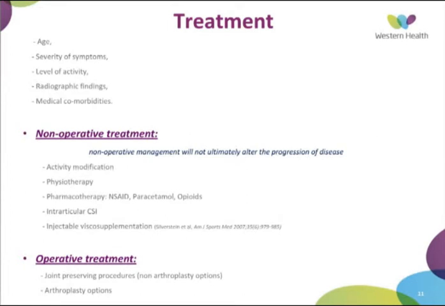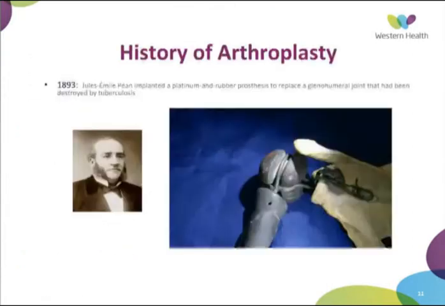Coming down to the operative treatment of it, we can do arthroplasty, or it can be joint preserving procedures, that there are non-arthroplasty options that can be used. Again, in younger people that have chondral defects and not much change, the joint preserving procedures may be the best option, and in older people, arthroplasty may be the best option to use in glenohumeral OA.